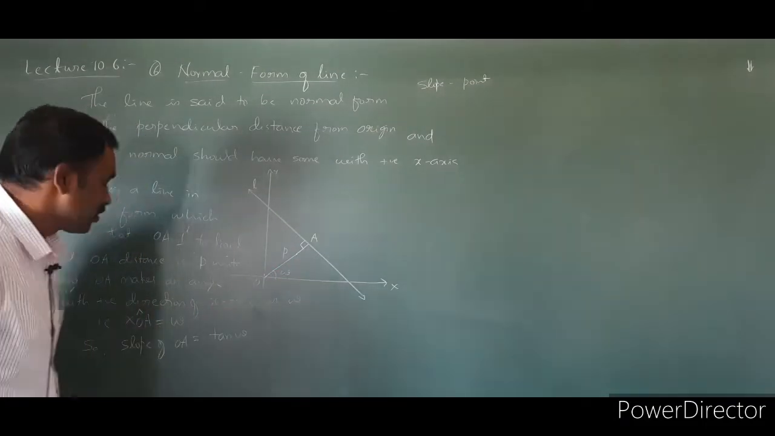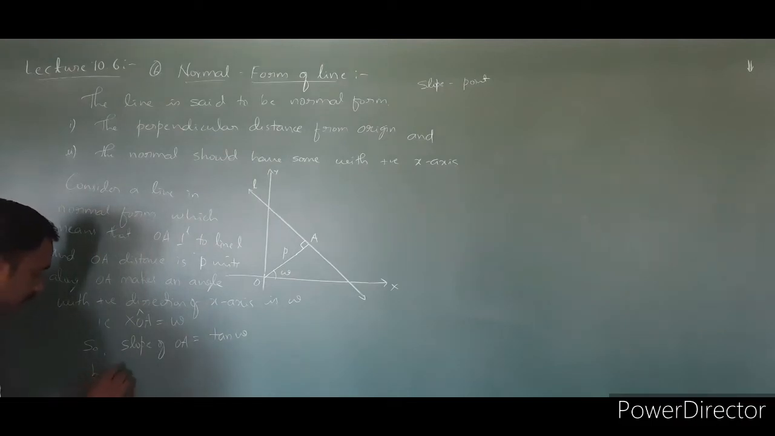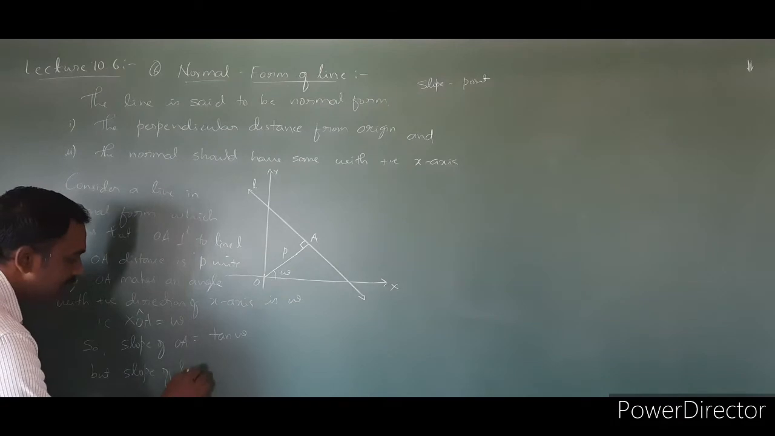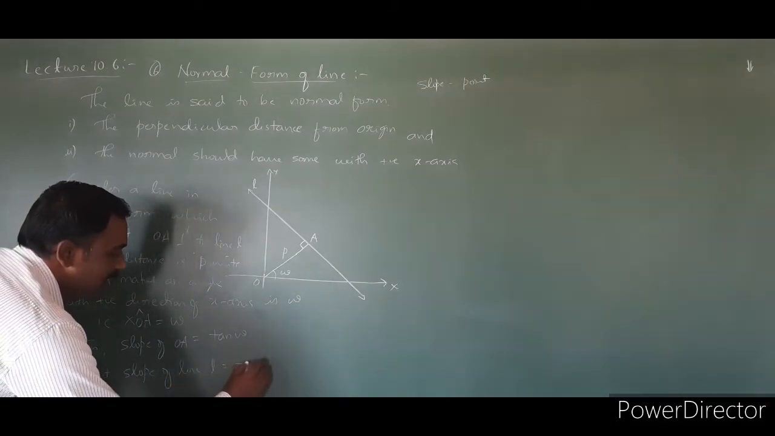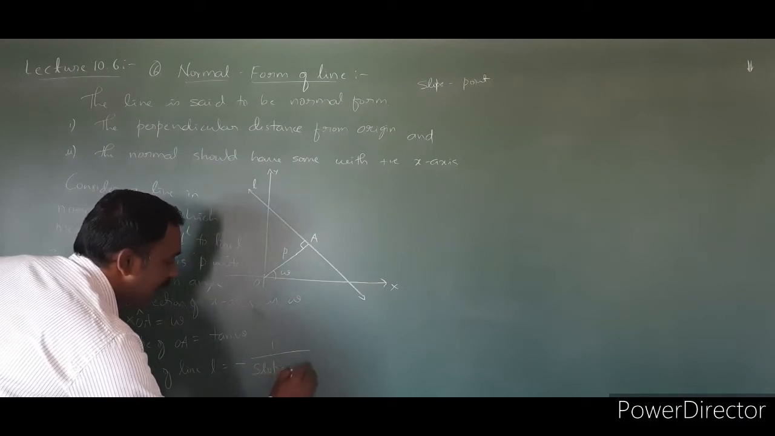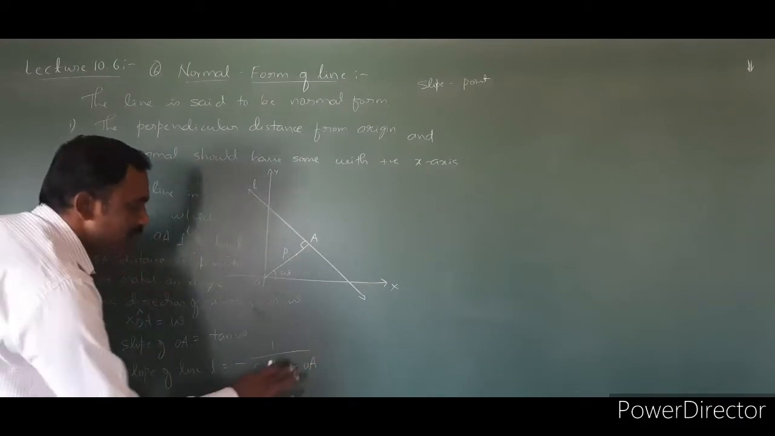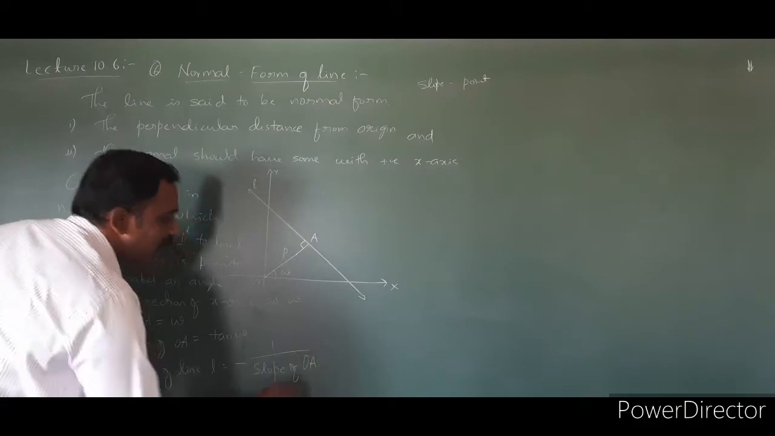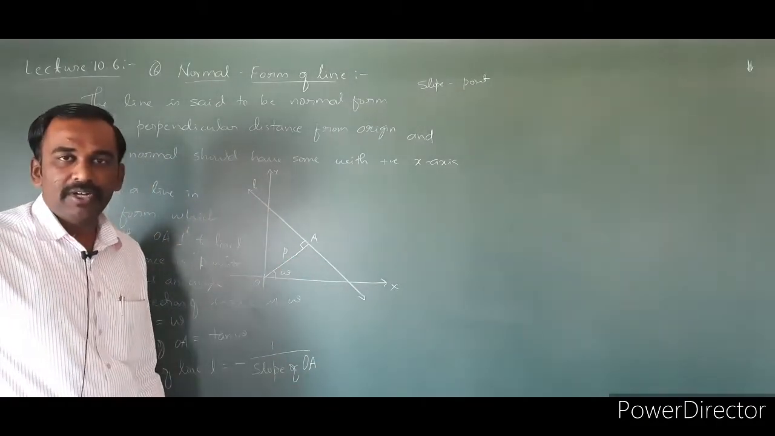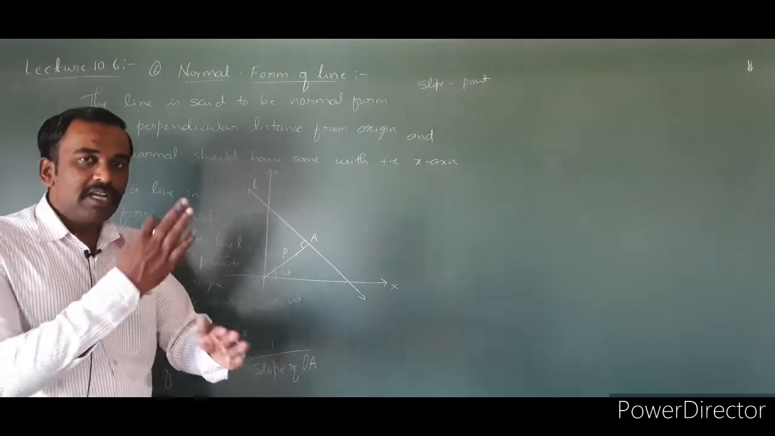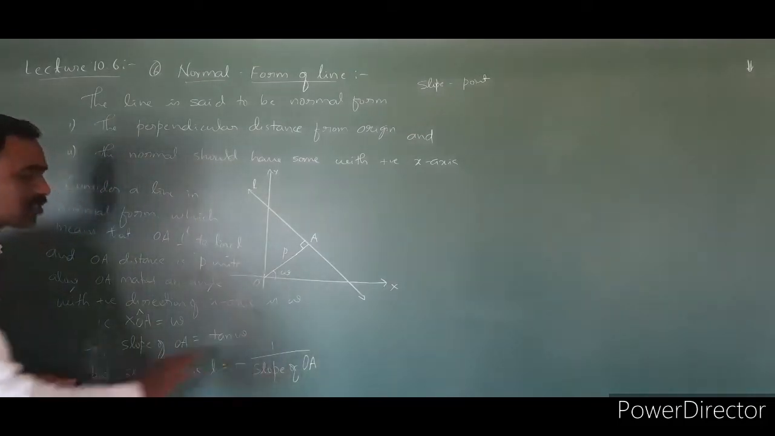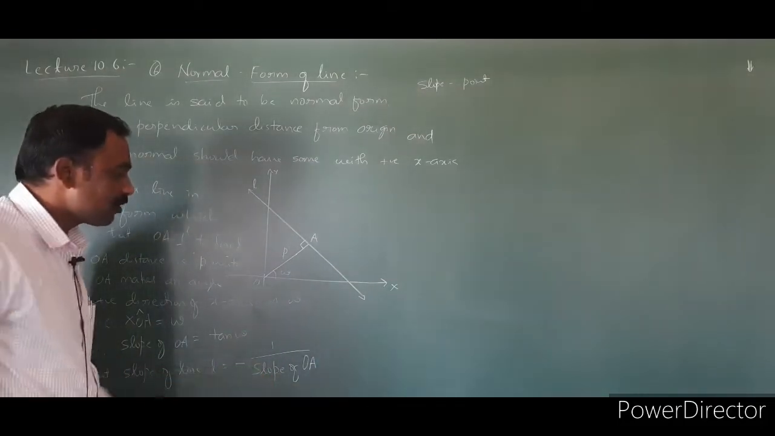But we need the slope of the line. So what is the slope of the line L equal to? Minus 1 divided by the slope of OA. Why? Because these two are mutually perpendicular to each other. Whenever two lines are mutually perpendicular, their slopes are negative reciprocal to each other.